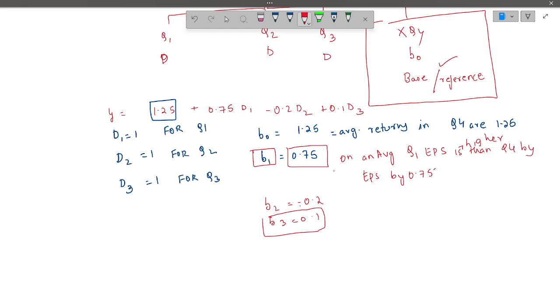Quarter three returns are $0.1 more than quarter four. Yes, quarter three, on an average, right? So my base is Q4. So these slope coefficients are being reported on a relative basis, right? How much they differ from Q4. So the base is basically the group, the class that you leave out, the class for which you don't create the dummy, right? And the effects of this base or reference class are captured in the intercept, right?